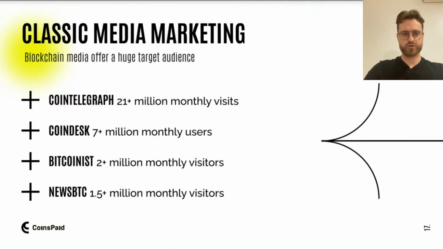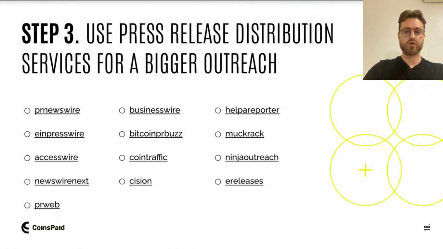Coindesk is one of the most popular too. It has around 7 million monthly users and an extra several million on social media. Bitcoin.com is 2 million. NewsBTC 1.5. I think you now got the idea. In total, only the listed resources have a monthly audience of 30 million people. And all these people are daily crypto users. In other words, your potential clients. However, you could also consider the mass distribution.